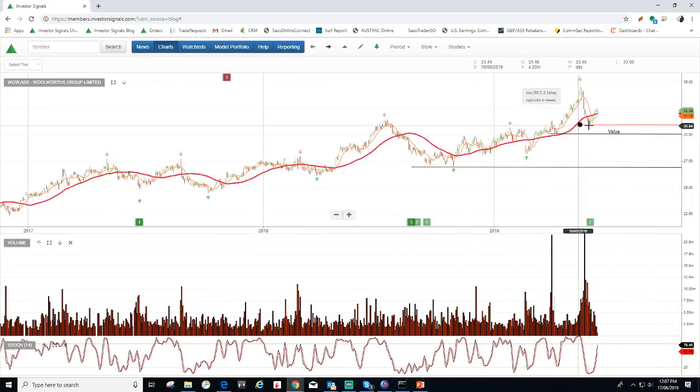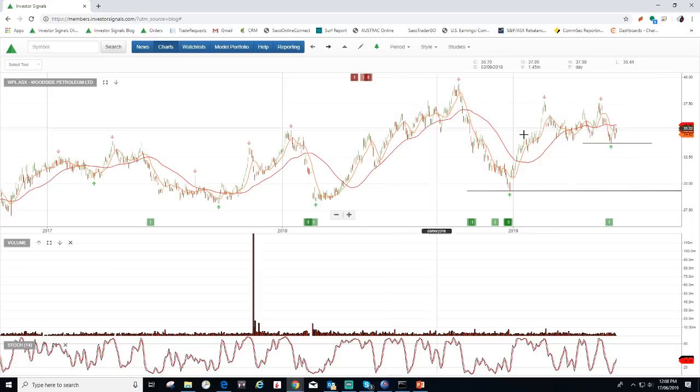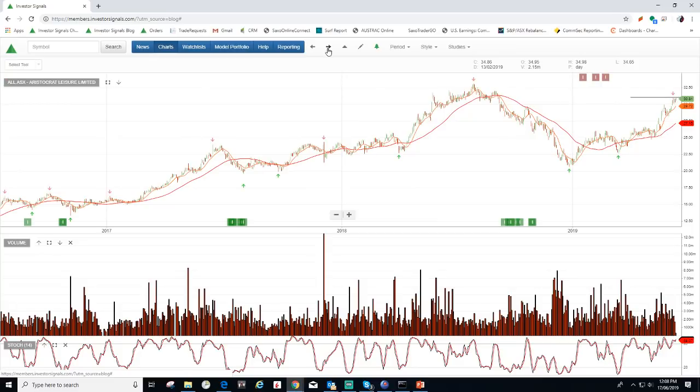Same with Woolworths, buying it here and selling call options. That's, I think, an opportunity that I would suggest everyone looks at. Woodside Petroleum, same, short term over the next 3 months, I don't think you need to be holding this for capital growth, owning it, stripping out the dividend and selling a covered call option.